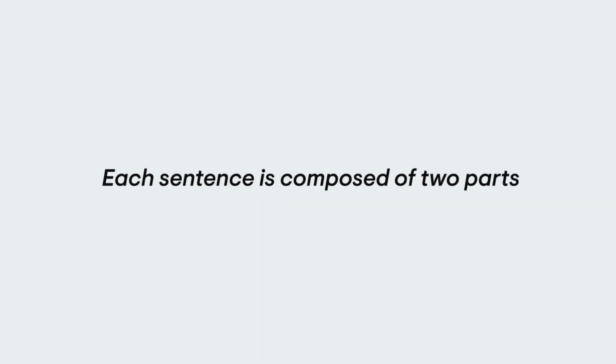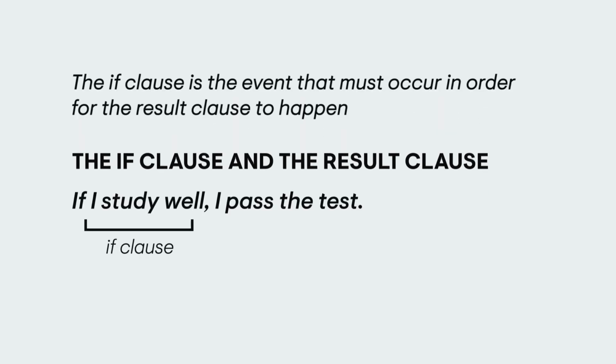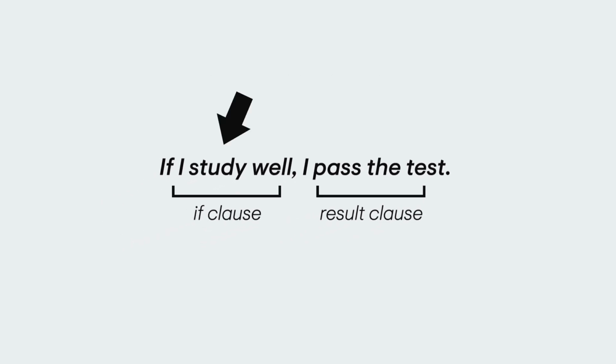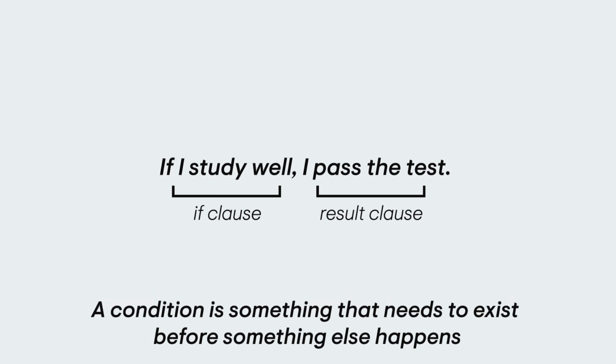Each sentence is composed of 2 parts, the if clause and the result clause. The if clause is the event that must occur in order for the result clause to happen. Ibig sabihin, if this happens, this is what happens. Ito ang dahilan kaya ang tawag sa kanila ay conditionals. A condition is something that needs to exist before something else happens.